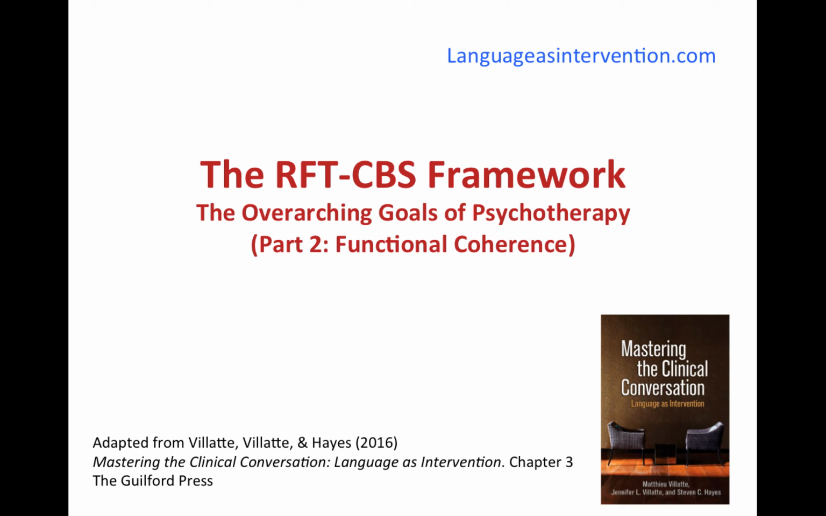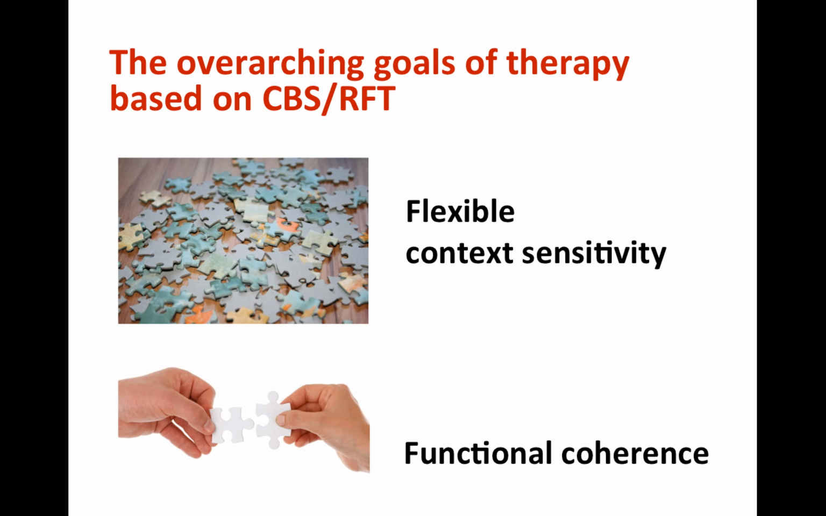In this tutorial, you will learn about the second overarching goal of therapy, functional coherence. Just to remind you of where we were in the exploration of our clinical framework in the previous tutorial, we talked about flexible context sensitivity, which can be defined as the capacity to notice various features of the context and to respond to what is most relevant. It's a bit like looking carefully at pieces of a jigsaw in order to find out what pieces fit together. And making things fit together actually corresponds to our second overarching goal, which is functional coherence. And that's what we're going to talk about in this tutorial.